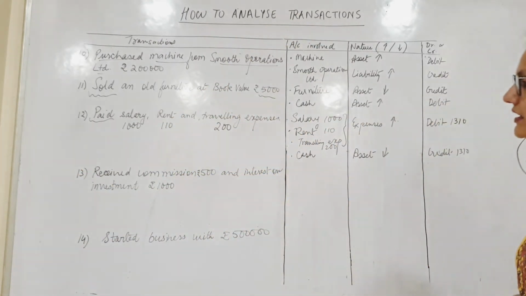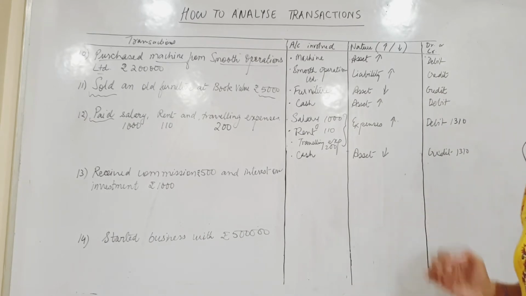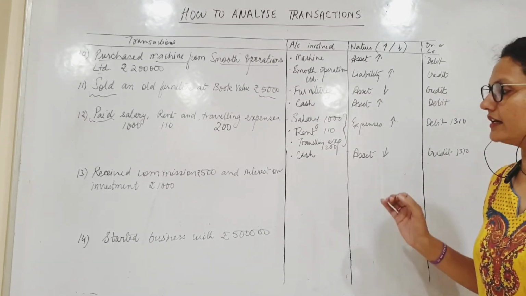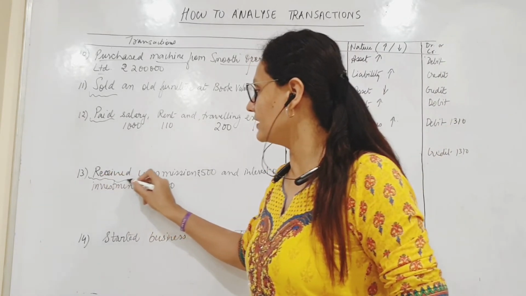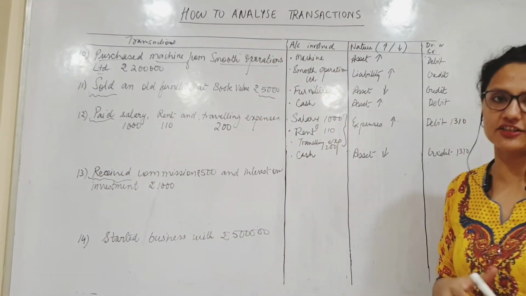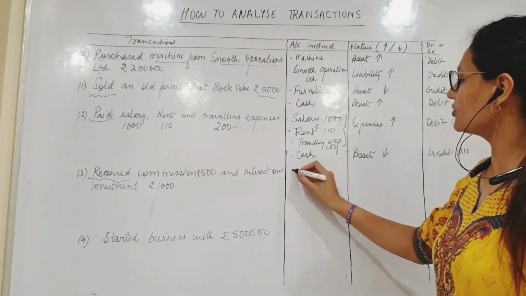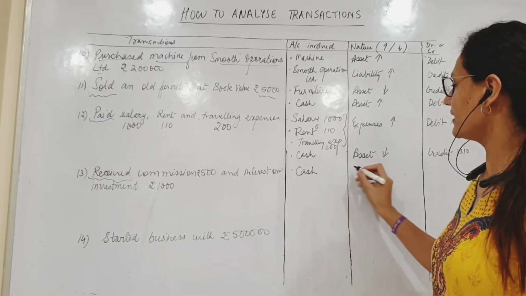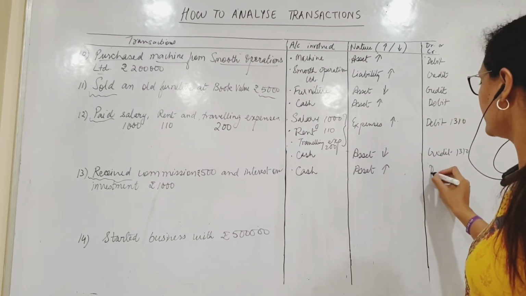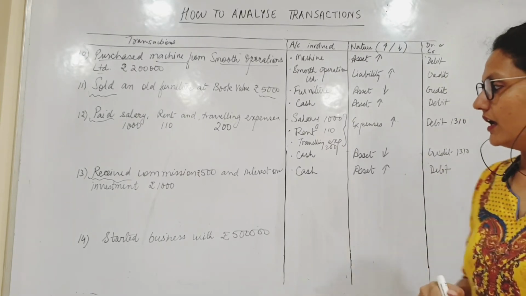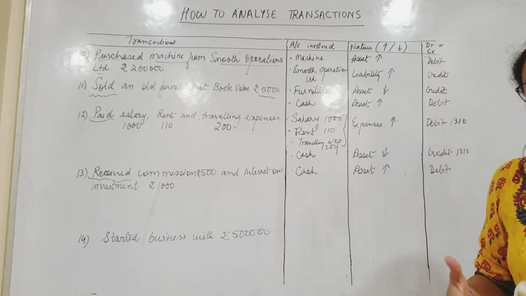So clear? Third, received commission 500 and interest on investment 1000. Now received, कुछ तो मिल रहा है, क्या मिल रहा है? Cash. Okay? So cash account has to be there. It is being received. So पैसा बढ़ रहा है, cash बढ़ रहा है. I will debit it. And why am I receiving it?